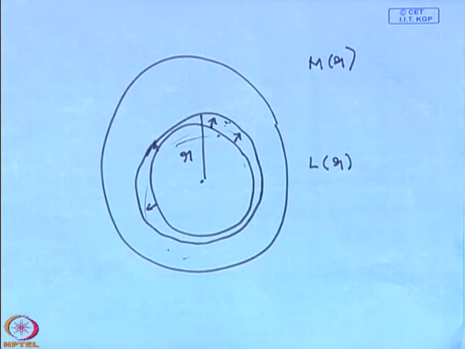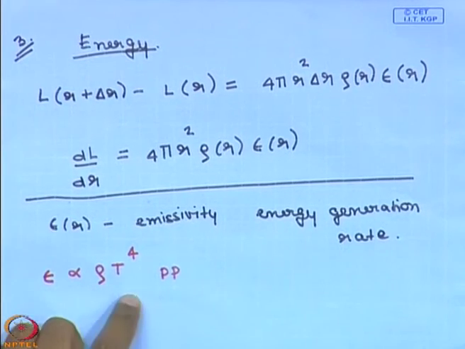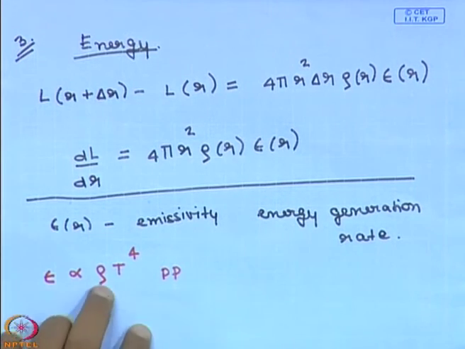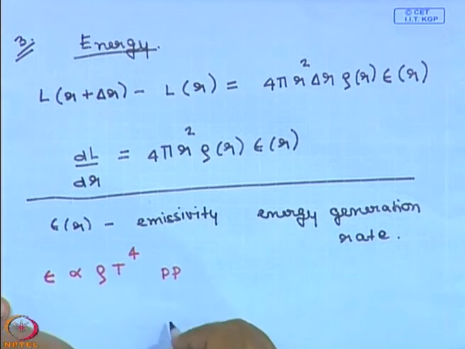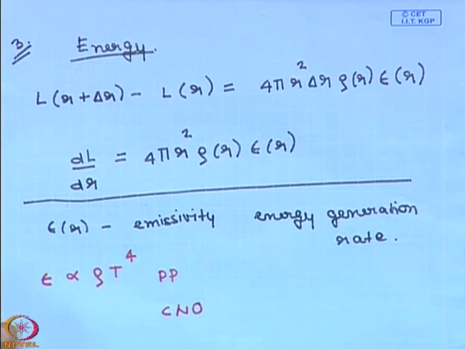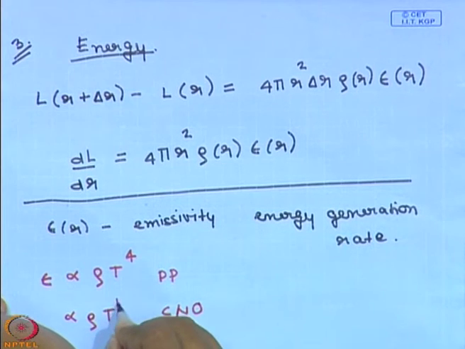And we saw that there are two processes by which this nuclear burning can occur. One is the PP chain, where two protons collide to give you helium 4, and the energy generation rate is proportional to the density into T to the power 4. This is the rate per unit mass. There was another mechanism which was the CNO cycle, and for the CNO cycle this was proportional to rho T to the power 15. I told you this also.